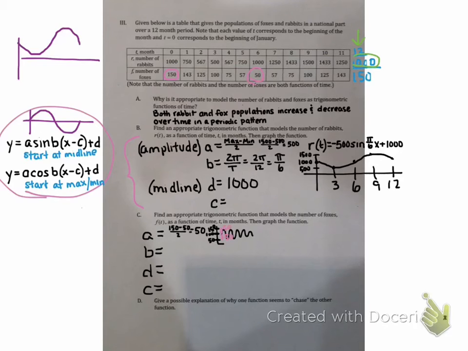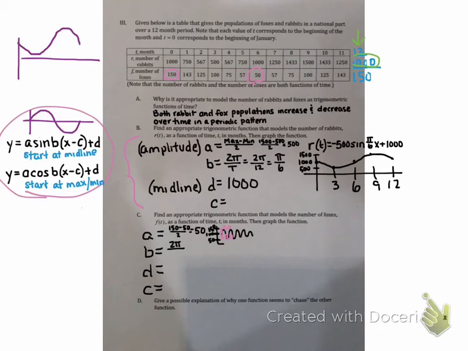Okay, moving on. Let's take a look. We found the amplitude. Okay, our B value. How do we find B? We take 2 pi and we divide it by our period. Okay, how long does it take to do a full cycle within our fox population? Well, go up there and take a look.